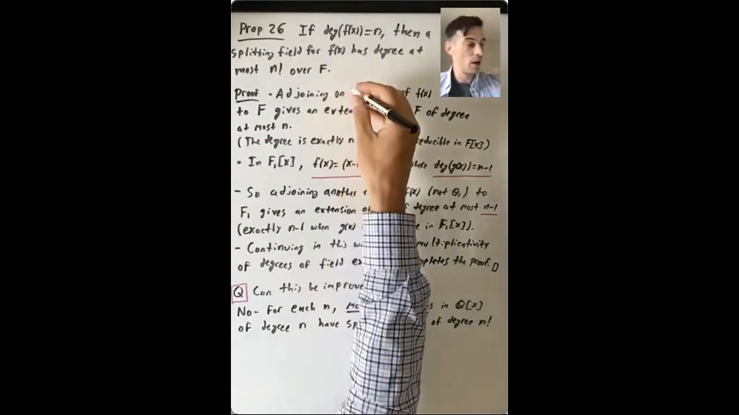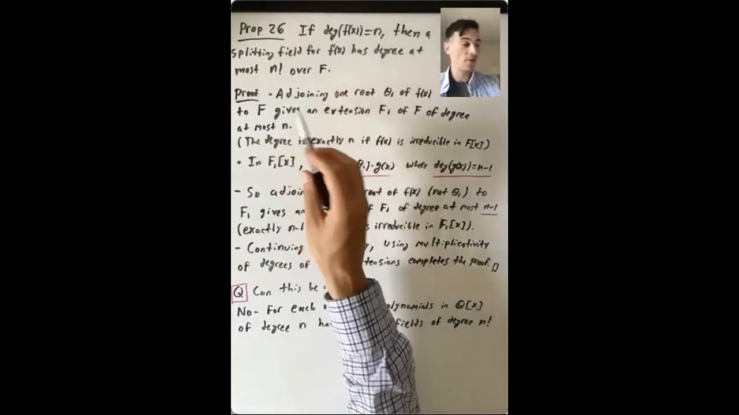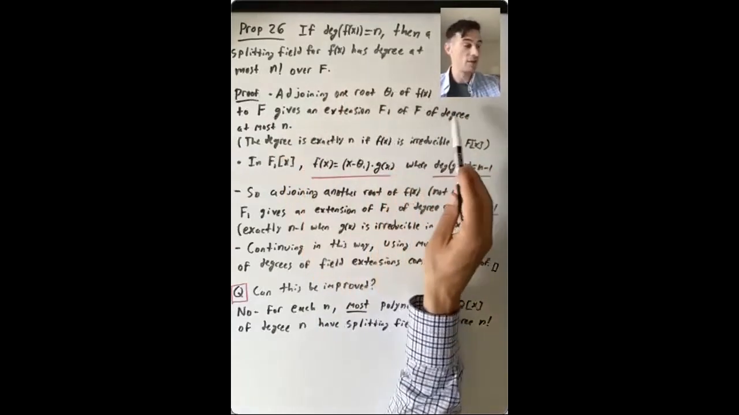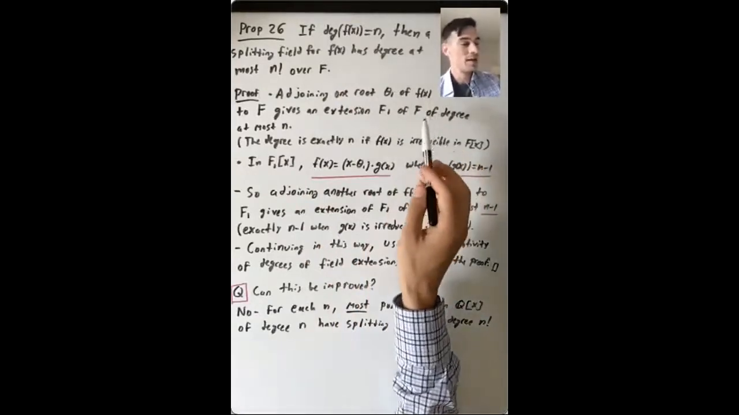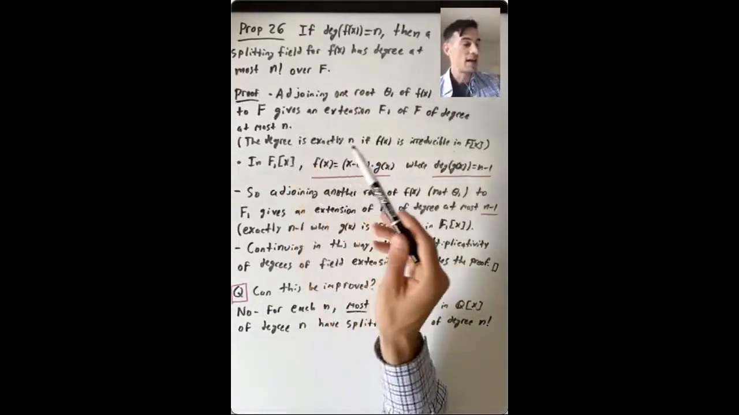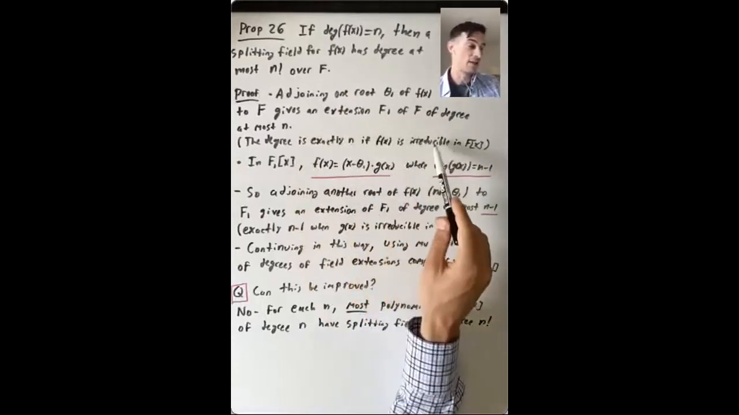So adjoining one root, theta 1, of f(x) to F gives an extension F1 of F of degree at most n, right? This was how we started this whole discussion of fields: we showed that there exists an extension of F in which little f(x) has a root. What was it? It was given by F[x] mod the ideal generated by the polynomial f(x), at least in the case that f was irreducible. So this has degree at most n. And in fact, we saw more. We saw that the degree was exactly n in the case that f(x) was irreducible in F[x].